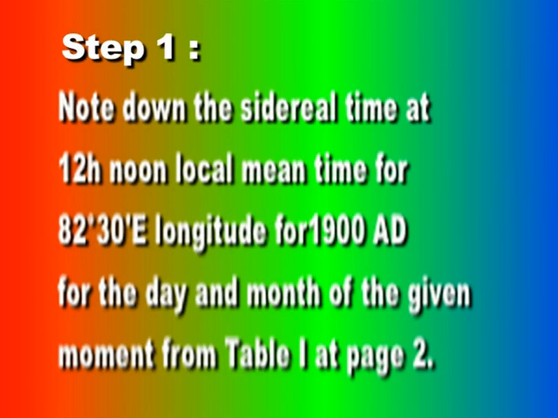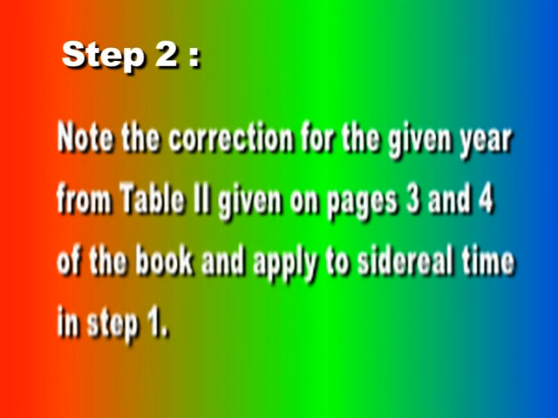Step number 1, note down the sidereal time at 12 noon local mean time for 82 degrees 30 minutes east longitude for 1900 AD for the day and month of the given moment from table 1 at page 2. Note the correction for the given year from table 2 given on pages 3 and 4 of the book, and apply it to the sidereal time in step number 1.